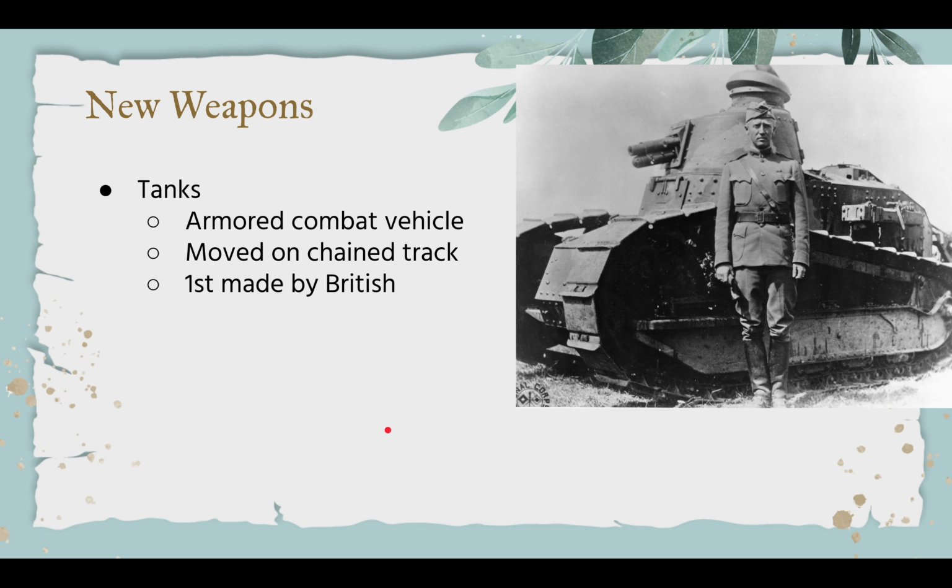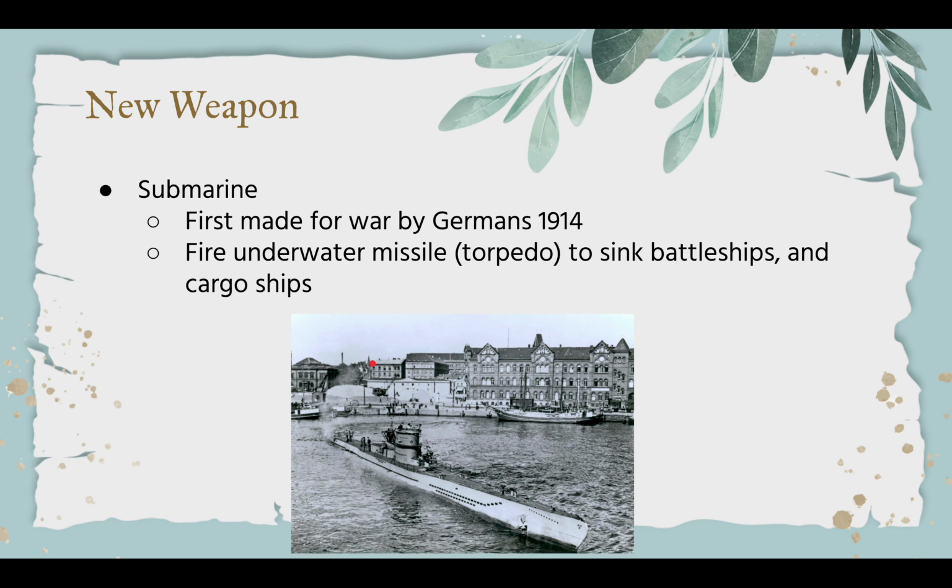Tanks. You can also learn more about tanks during the video choice as well. They're armored combat vehicles. They moved on chain tracks like you can see here, and they were first made by the British. And submarines. They were first made for war by the Germans in 1914. They could fire underwater missiles called torpedoes to sink battleships and also cargo ships.